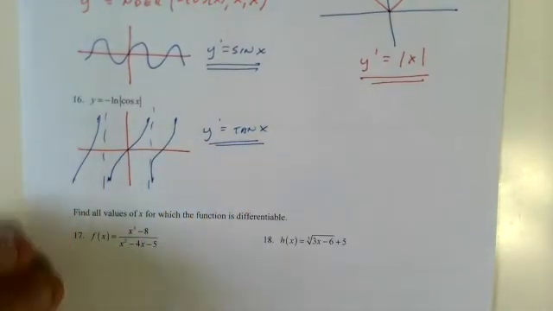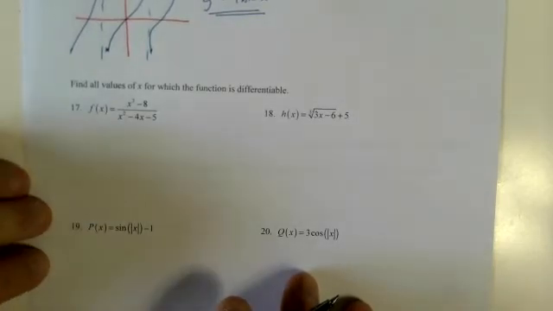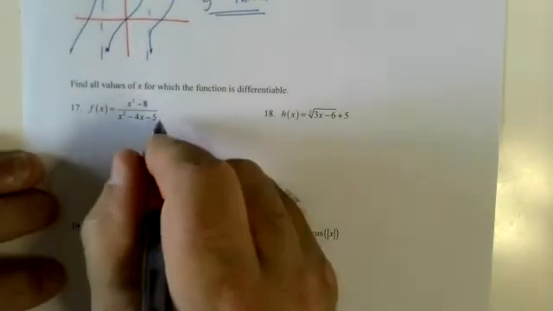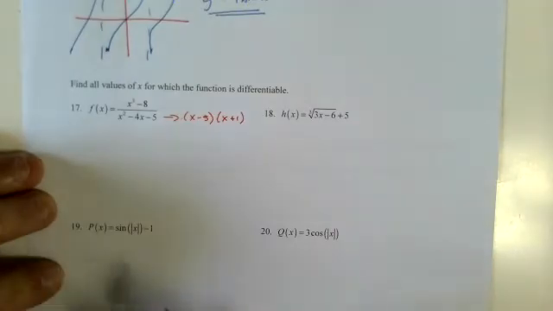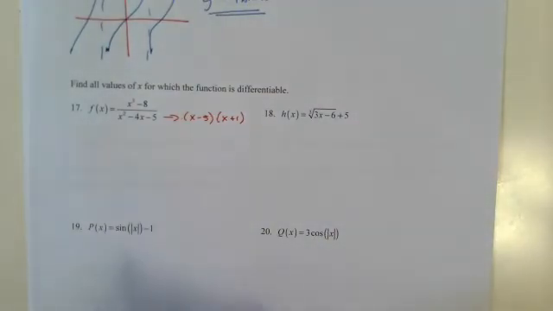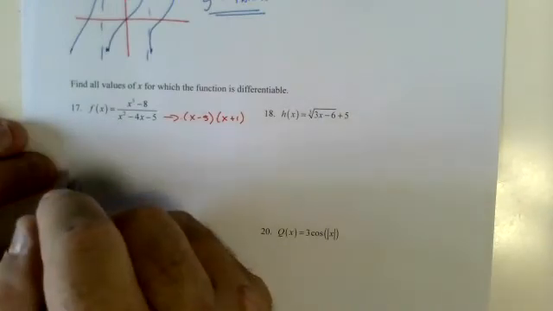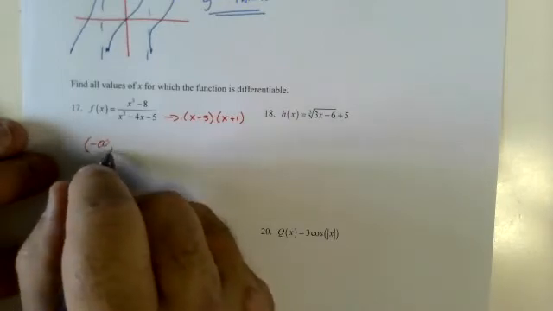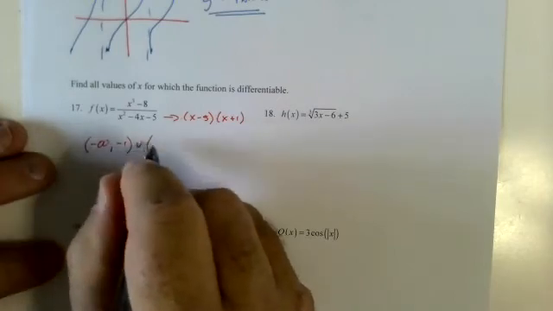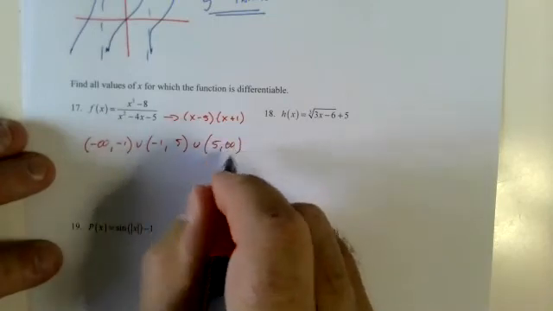It's like, all right, final values, which function is differentiable? So basically look for problems: asymptotes, domains that are missing, things like that. We factor the bottom, we get x minus 5, x plus 1. So we say that's where we're going to have problems. So I'm going to actually do this: negative infinity to negative 1, union negative 1 to 5, union 5 to infinity.